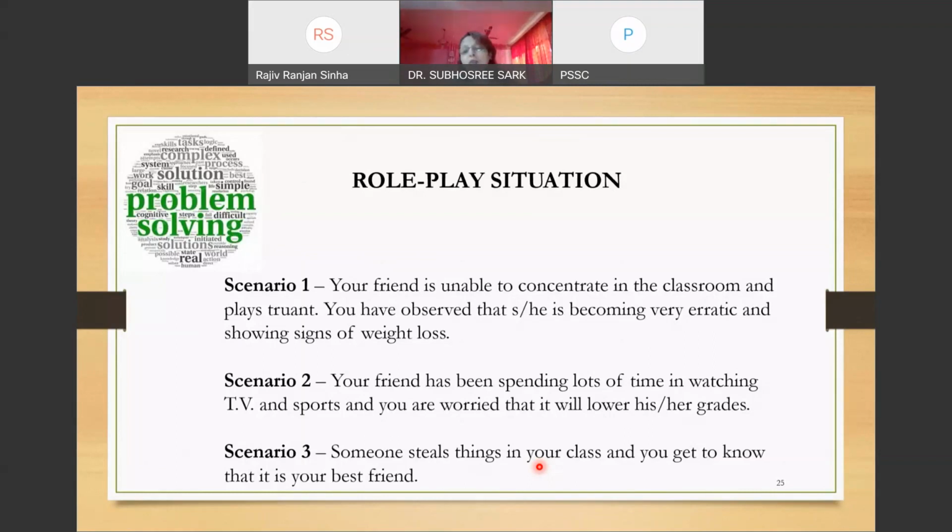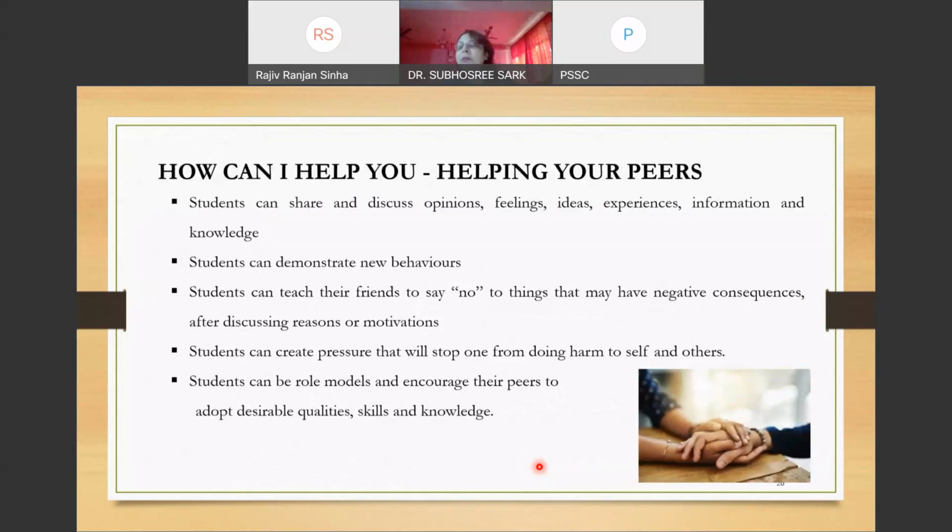So the peer group is very, very important. The next slide says, how can I help you helping your peers? Okay, you have to become friendly with the students. Now, definitely he or she is not going to take you as your friend. He is not going to make you a member of his peer group because of the age gap. He knows that. But if you are friendly with the students, if one student in that group is facing a problem, they will share it with the other students of the group, then coming to you.